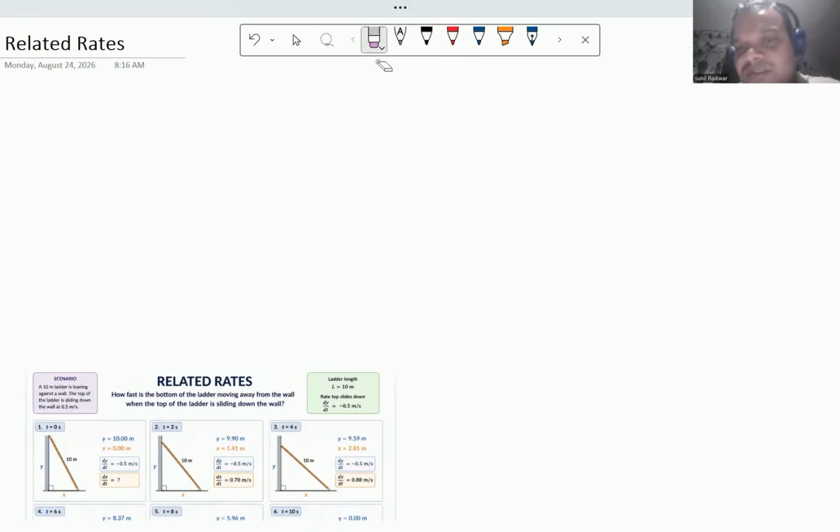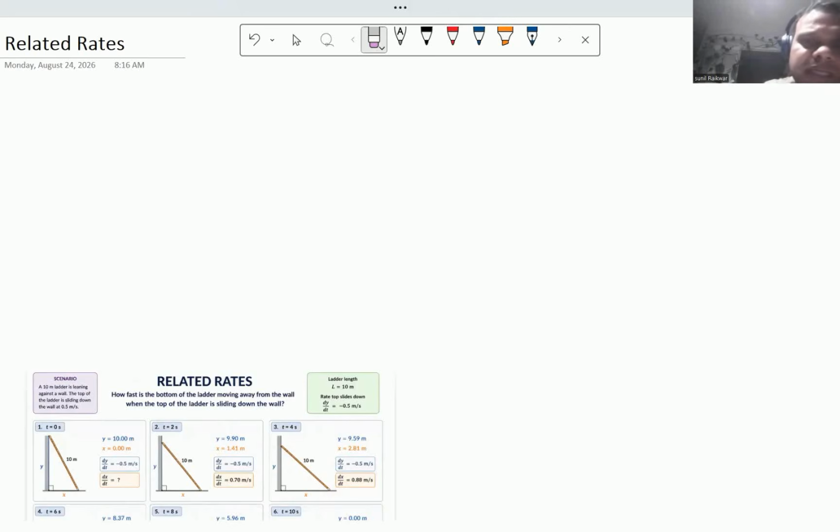Hello everyone. In today's lesson, we are going to learn one of the important applications of derivatives, called related rates. So what is the meaning of related rates? As you know, we can divide variables into two categories: one is called the dependent variable, and one is called the independent variable. Let's take the example of the area of a circle.